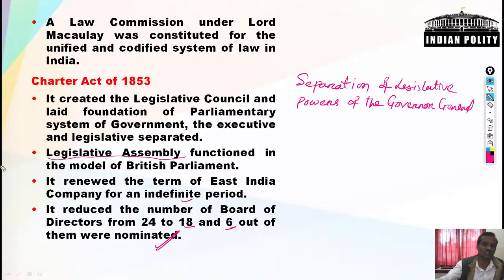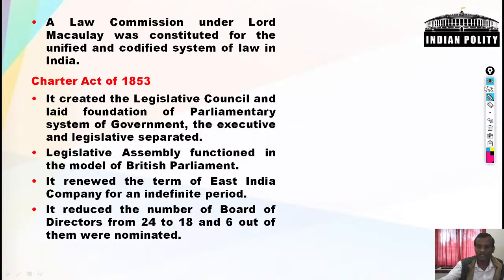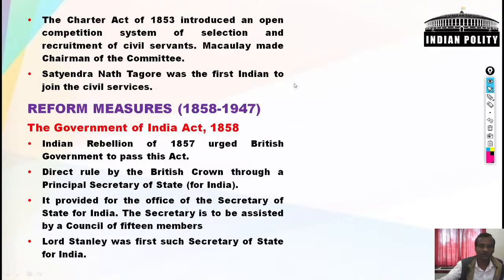So these are the usual things you have to remember. Okay, the stuff given, you can go through them. Okay, then that is The Act. The Charter Act 1853 introduced open competition system for selection and recruitment to civil service.